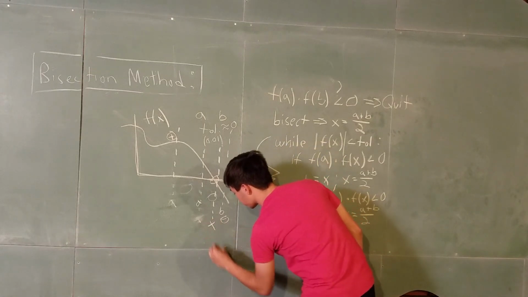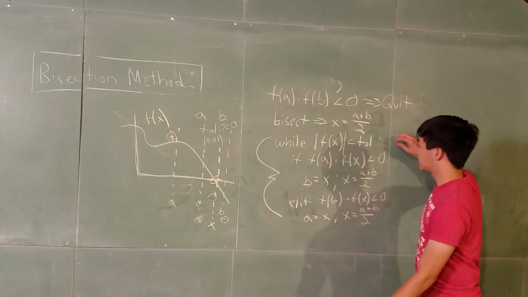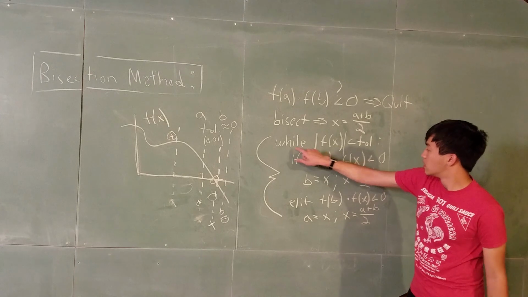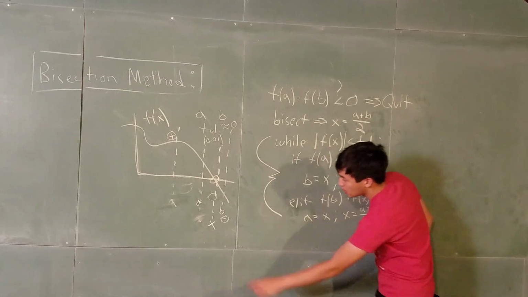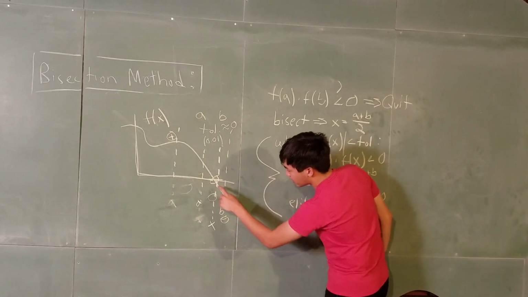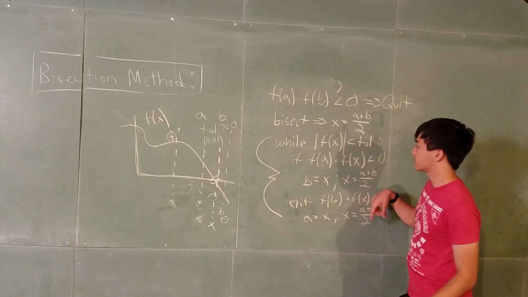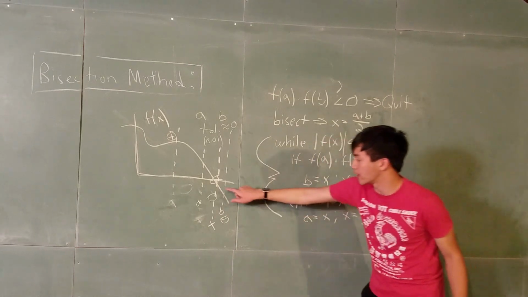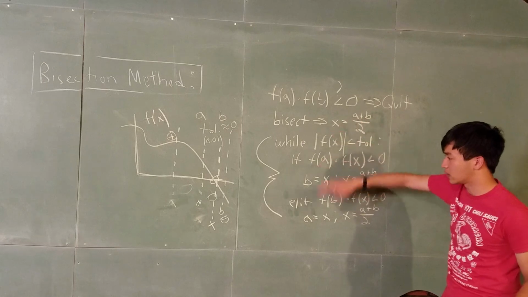X. All right, then we go back up to the top again. We check: is f of x less than tolerance? Well, nope. F of x is now a slightly negative number, so this line isn't going to pass, and even with the absolute value, it's still greater than our tolerance. So this doesn't pass, so we have to go through again.